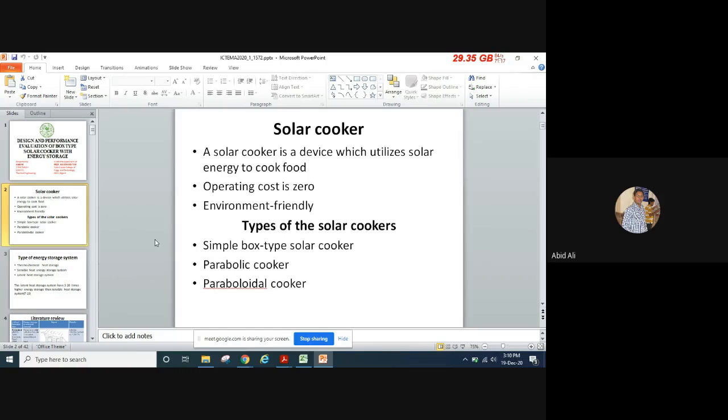Solar cooker. As we know, solar cookers are of three types: simple box type solar cooker, parabolic solar cooker, and paraboloidal solar cooker. These solar cookers can cook the food only in the daytime when solar energy is available, but not in the late hours of the day. This problem can be solved with the help of introducing some kind of energy storage material.